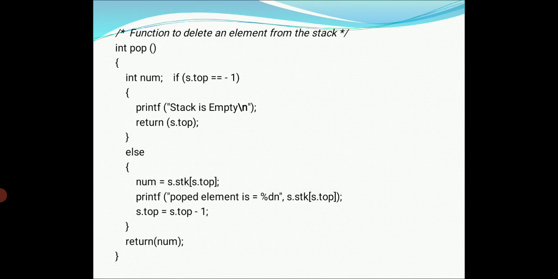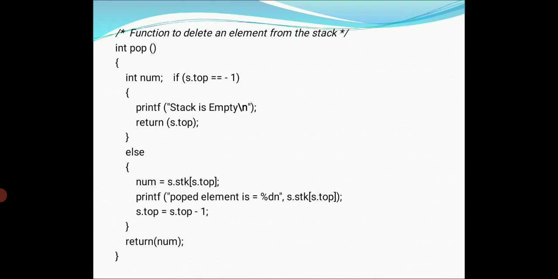Then another function definition, the pop operation. This function is to delete an element from the stack. Here is the function int pop, opening bracket. Here also we have to declare one variable num of type int. Then the statement if s dot top equal to minus 1, it checks whether the stack is underflow or not, that is, whether the stack is empty or not. So when this condition becomes true, the stack is empty. Otherwise, go to the next statement.